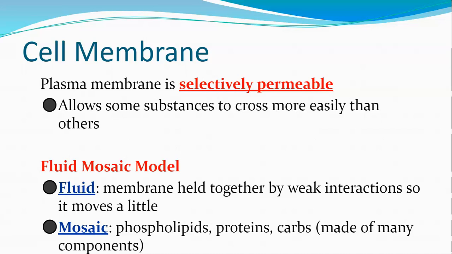Fluid mosaic model just means that the membrane is held together by weak interactions. So the components of the membrane itself can kind of move a little bit. There's some give, fluidity. Mosaic means that it's composed of a lot of different components, whether it's phospholipids, proteins, carbs, things like that.